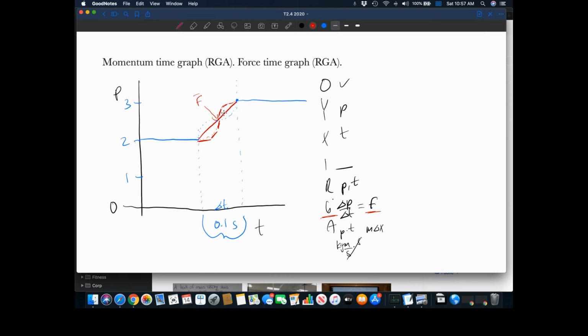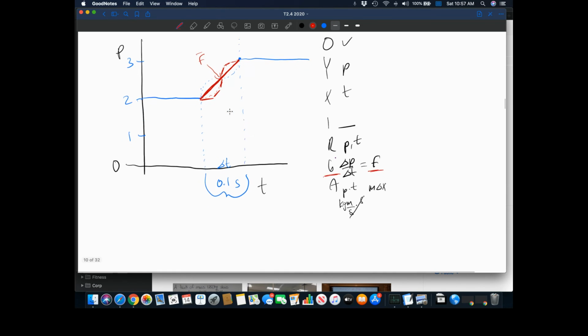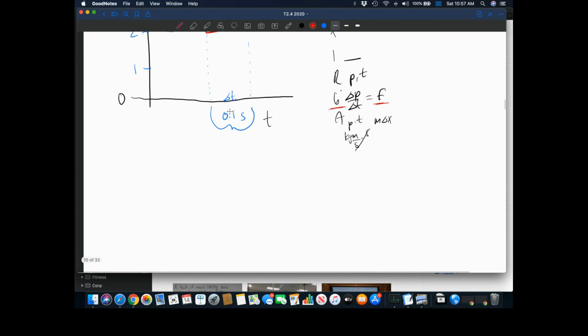Now, that was the case of a ball. This particular case is a hand pushing the cart, which is a much more reasonable assumption to make that the force is constant. And so that's why it makes better sense in this case for it to be a straight line. Now, our force time graph.